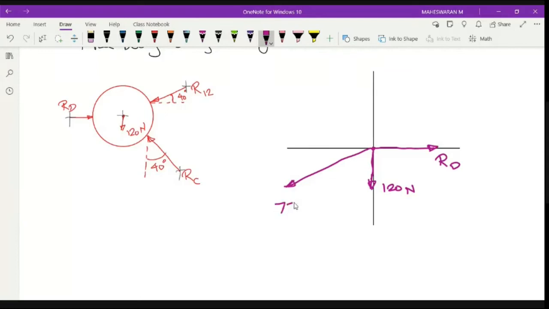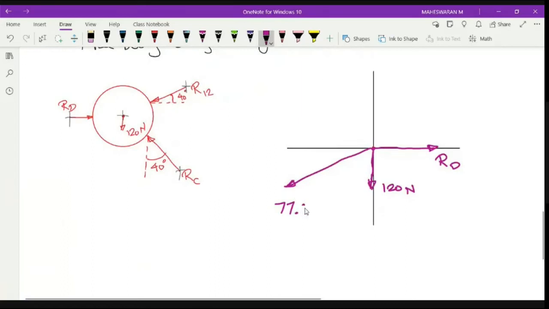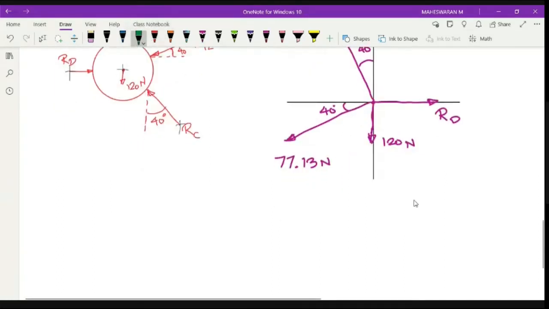I will mention the value 77.1. It is 13. Horizontally, in the x-axis it is 14. So here also in the x-axis it is 14. Next, RC, from the y-axis it is 40 degrees. It goes to the second quadrant. So now I marked all the points. Right, I marked all the forces.